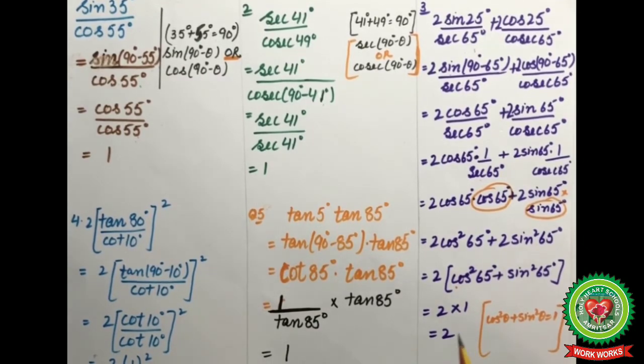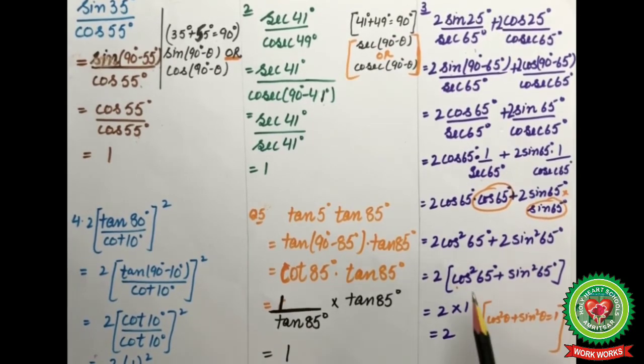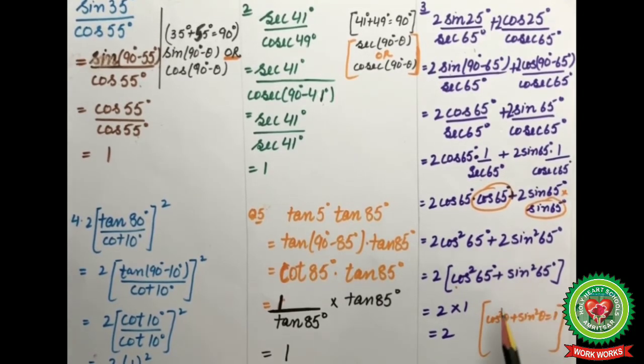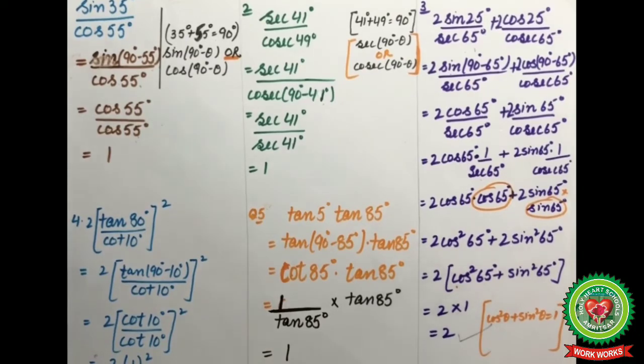Now we have already remembered the identity that sine square theta plus cos square theta is equal to 1. Now this statement cos square 65 degree plus sine square 65 degree is in that form only. Cos square and sine square, and both the given angles are the same. So the value of cos square 65 degree plus sine square 65 degree will be equal to 1. So it will be equal to 2 into 1, which will give the answer as 2.